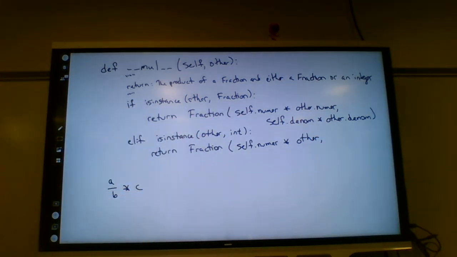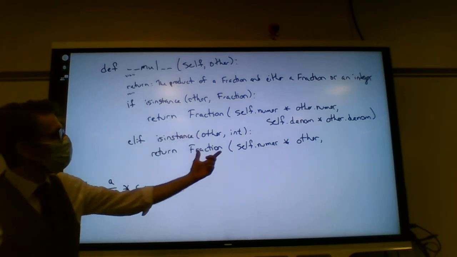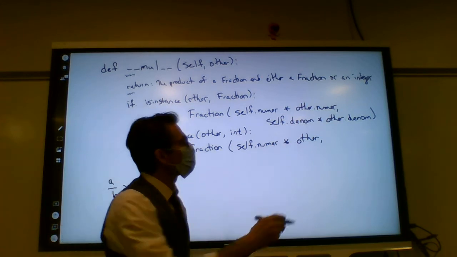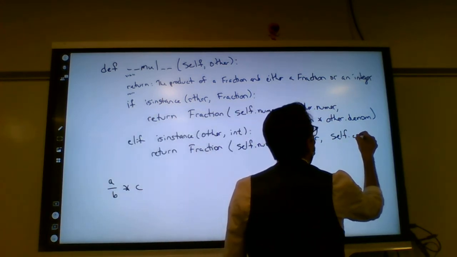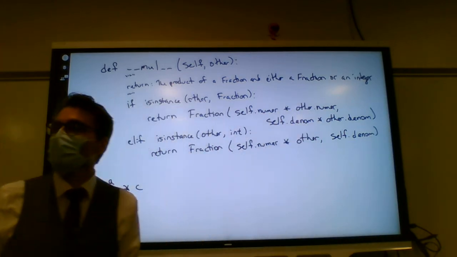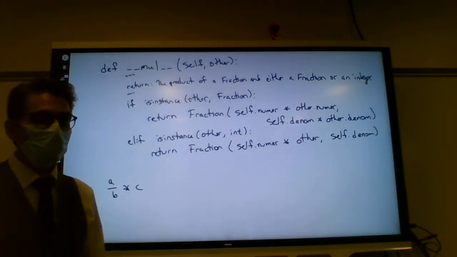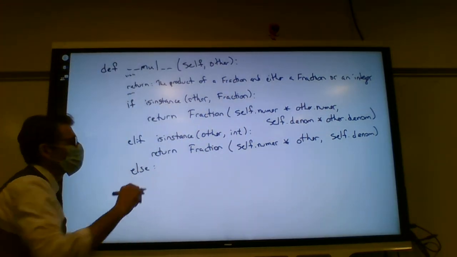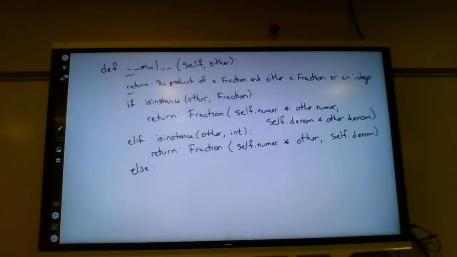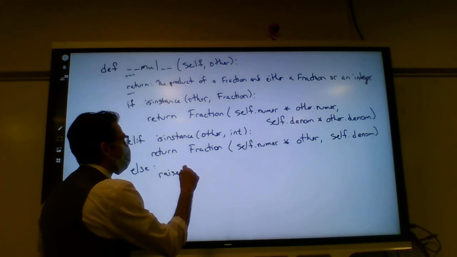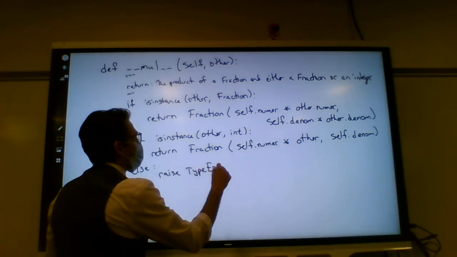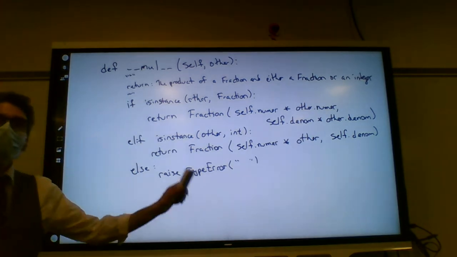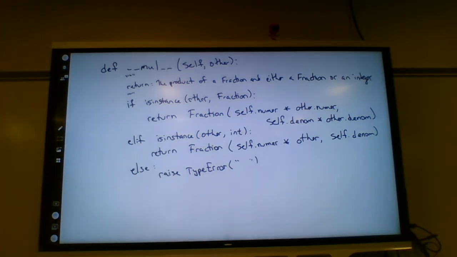And what's the denominator? Well, this is the numerator of the fraction. It's just self.denom, right? The same denominator that it already had. And then what? We had an if, an elif, and we're going to have an else. What's the else? We raise our type error that says, we put it in there, right? We can only multiply fractions with other fractions or with integers.